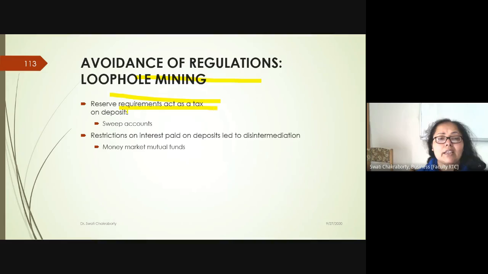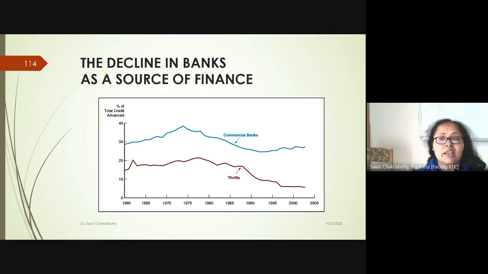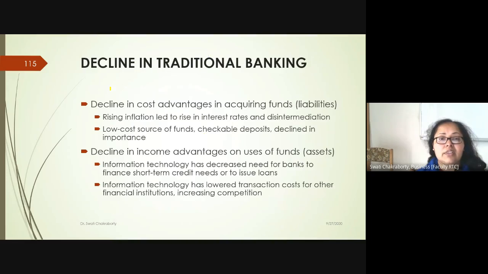Short-term lending which happens. So, avoidance of regulations, loophole mining, right? Reserve requirements act as a tax on deposits. It's just where you have a sweep account. Restrictions on interest paid on deposits led to disintermediation, that is money market mutual funds. So there was a decline in banks as a source of financing, and it started declining worldwide. Right? Decline in traditional banking, so a decline in cost advantages in acquiring funds. So why did it happen? The main thing, rising inflation, which led to rising interest rates and disintermediation.